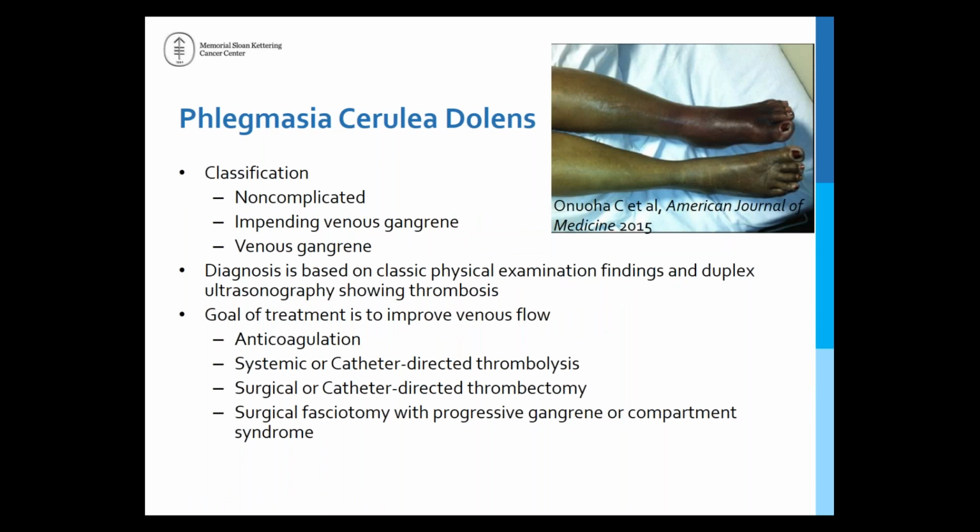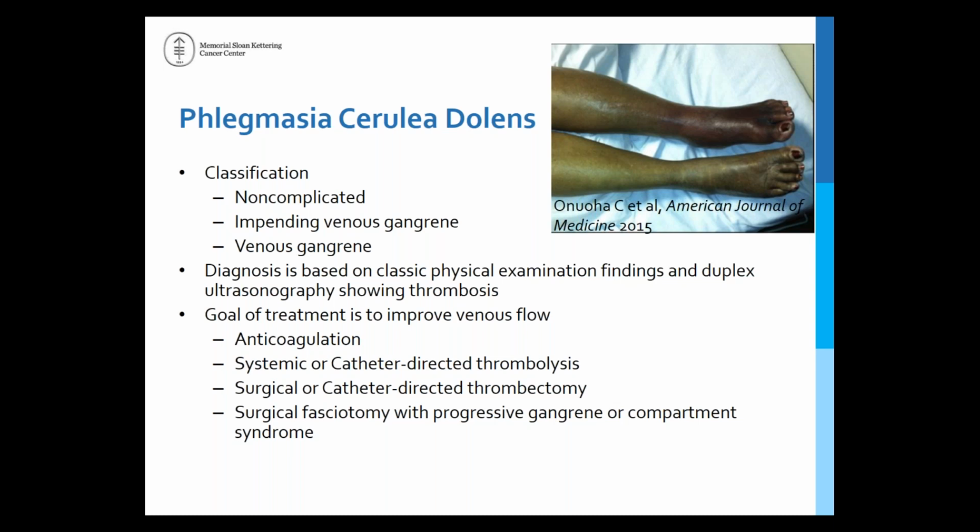There has been an attempt to classify Phlegmasia cerulea dolens, but in honesty, it is such a rare entity that the importance is just to be able to recognize the phenomenon and try to treat it effectively. So for the classification, some have advocated that you could call it non-complicated, and this would be the patient that just has the distal pulses missing, but no real changes to the leg. They still have their sensation, their motor function, and so forth. And so this could be called non-complicated.